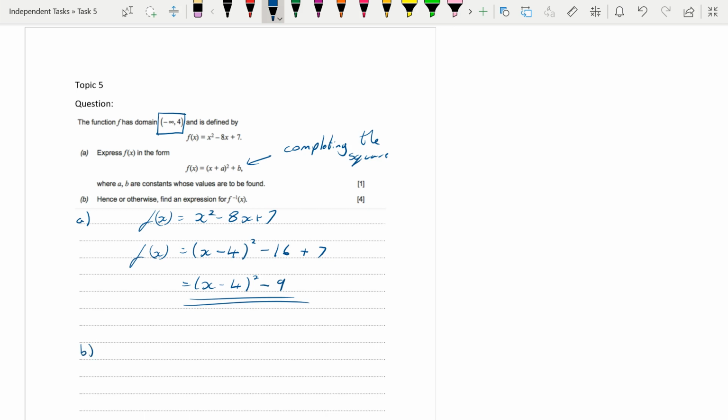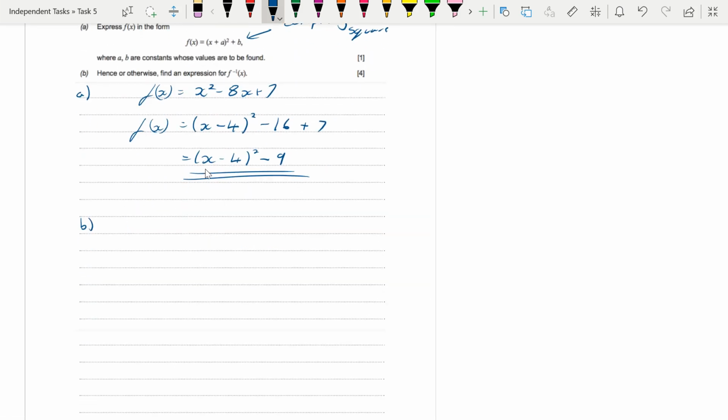Now, part B, it wants me to find the inverse. I have to use completing the square here, so I'm going to let y equal x -4 squared minus 9. I'm going to rearrange it, so plus 9 to the other side. I'm going to square root it. Let's remember, when we square root it, we get plus or minus. We'll decide which one we're going to use at the end. And then I'm going to have 4 plus or minus the root of y plus 9 is x.